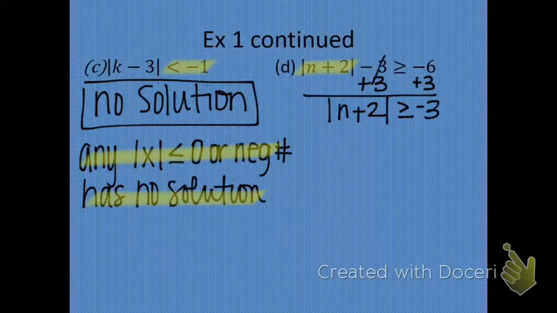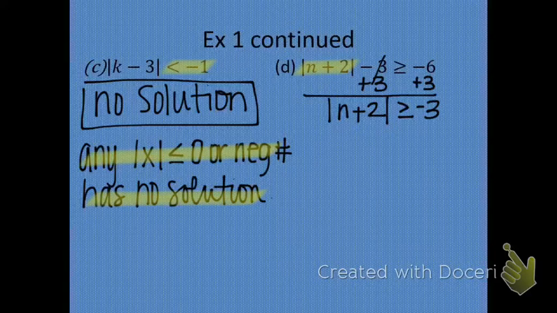Negative 3. Now listen, don't get rid of the absolute value bars yet. Some of you are getting rid of the absolute value bars, and so you go right into writing 2 inequalities when you might not need to. All right, the absolute value of n plus 2 is greater than or equal to negative 3. Now that it's isolated, does anything jump out at you?